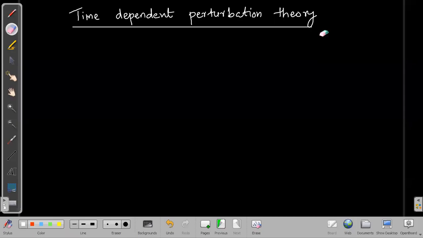Hi all, welcome to discussion on time-dependent perturbation theory. Today we'll just give a brief introduction about time-dependent perturbation.